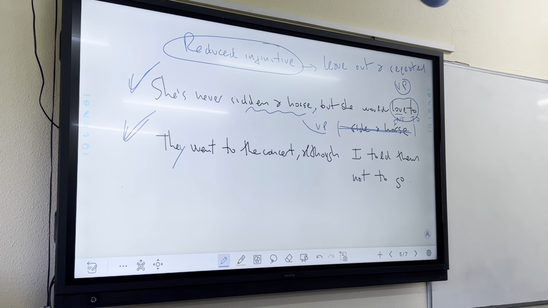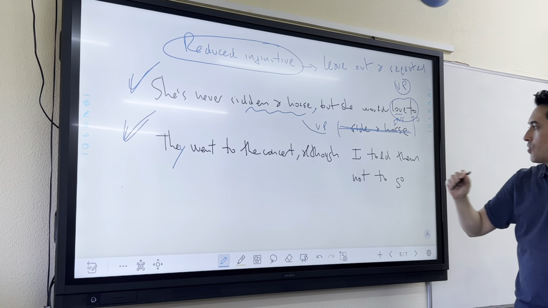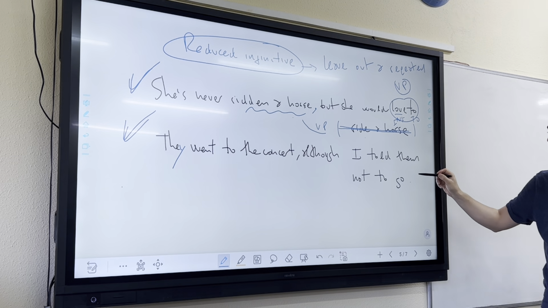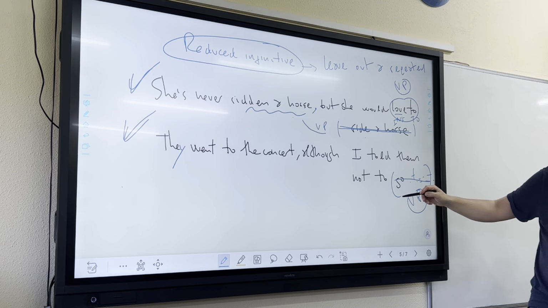Now, the same with the second example. They went to the concert, although I told them not to go to the concert. You could even make it longer. So now, stop it right at the reduced infinitive. Can you stop that right at the reduced infinitive, Alba? I told them not to. And you get rid of this. What is this? The VP. Not to go to the concert. So this is the VP that is repeated.